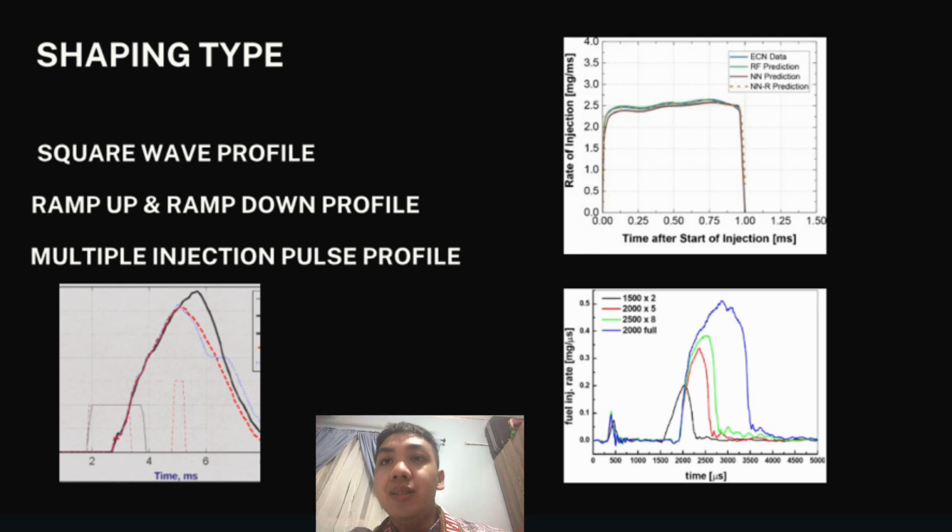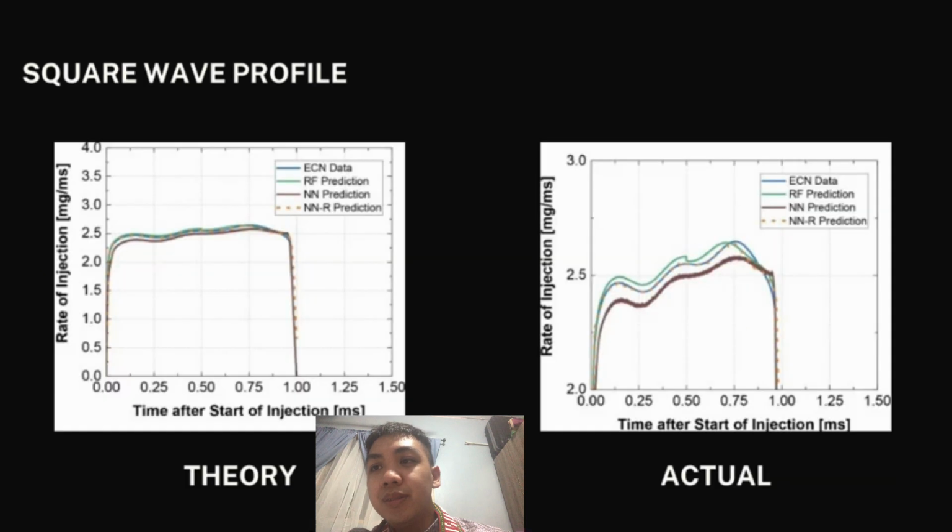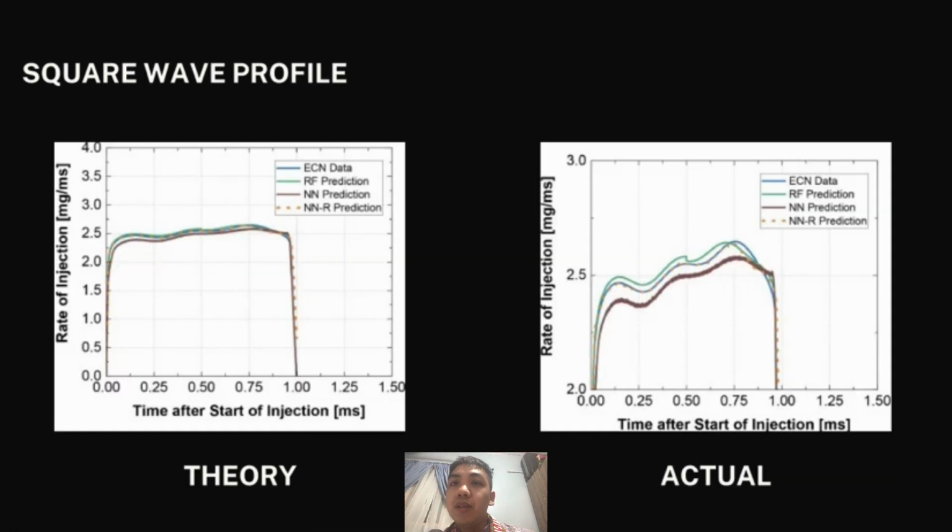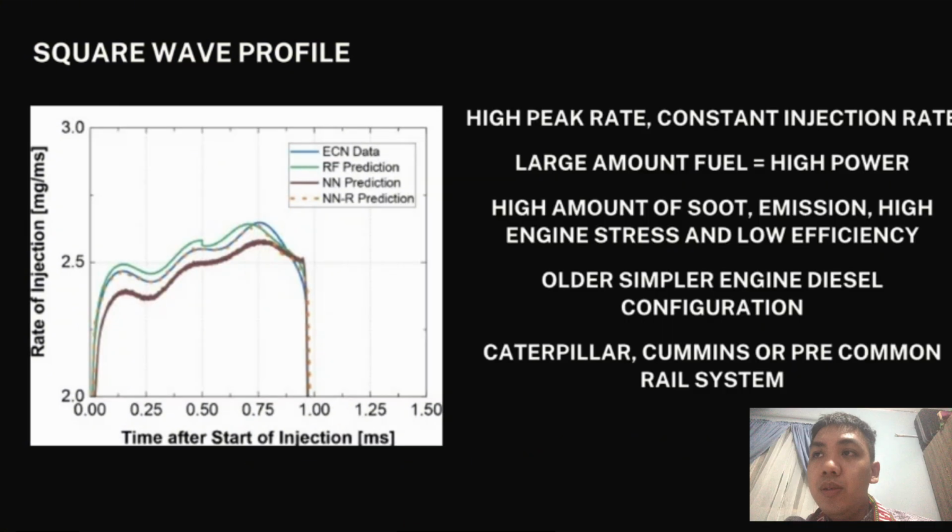Here I want to show you that there are three types of shaping found in diesel injectors: the square wave profile, the ramp up and ramp down profile, and the multiple injection pulse profile. Here we use the graph of rate of injection versus time after start of injection, with the theory on the left and the actual on the right. We can see it is a square-like profile.